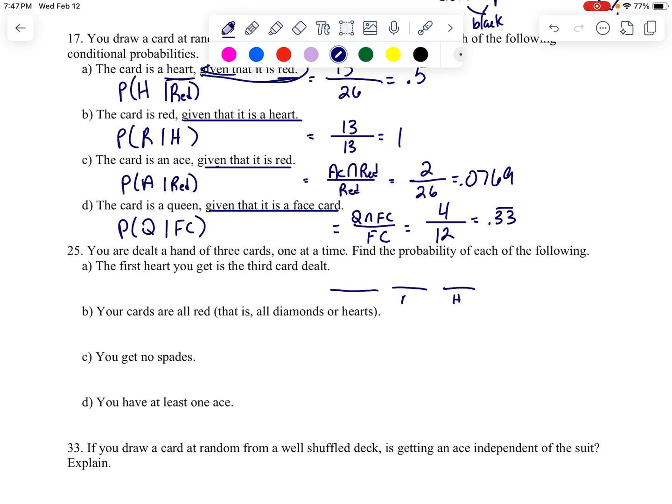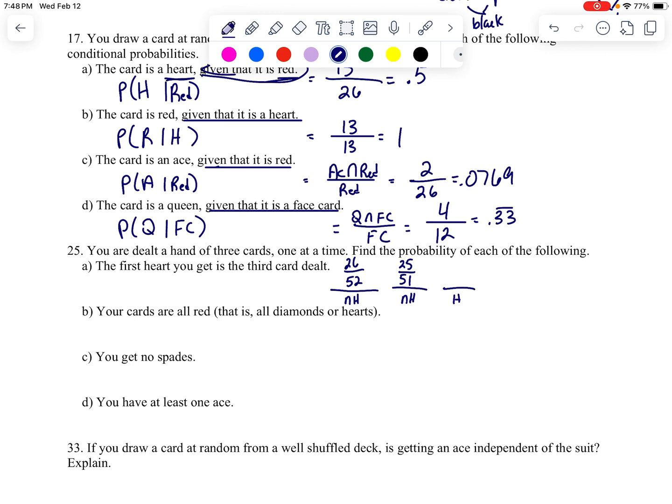The first heart is the 3rd card that's dealt. So this one's going to be a heart, but this one's going to be a not heart, and this one's going to be a not heart. So I know that there are 26 not hearts in a deck of cards out of the 52. But I'm going to pull out a non-heart, so now I only have 25 non-hearts, and there's 51 in the deck.